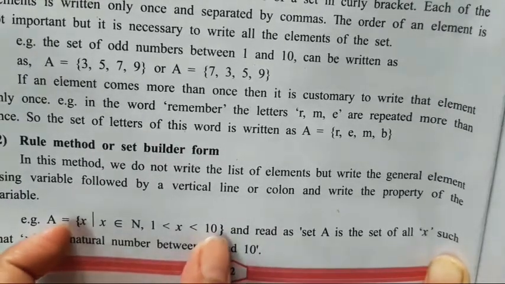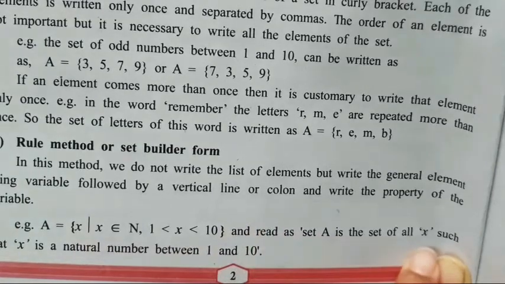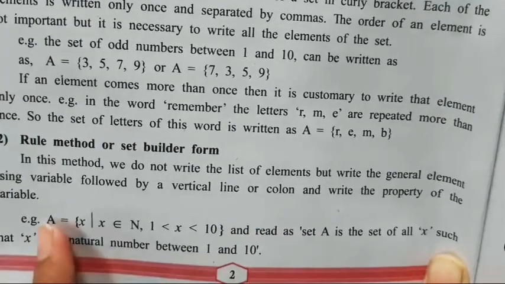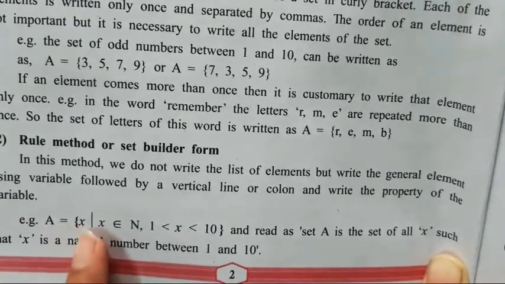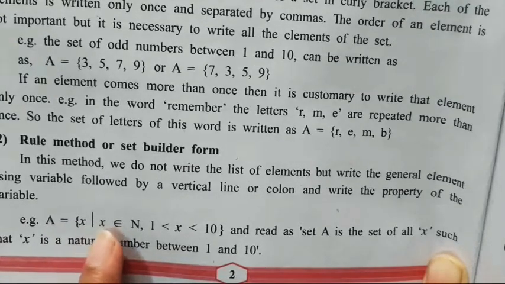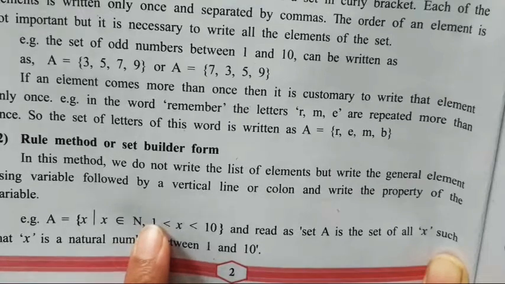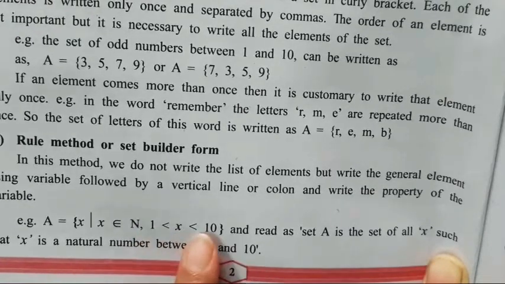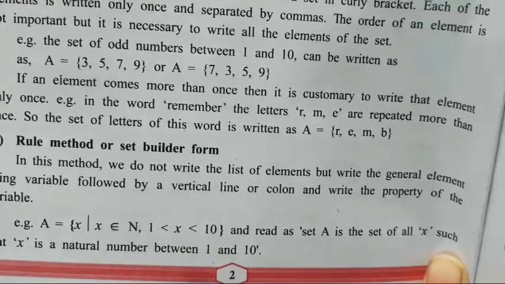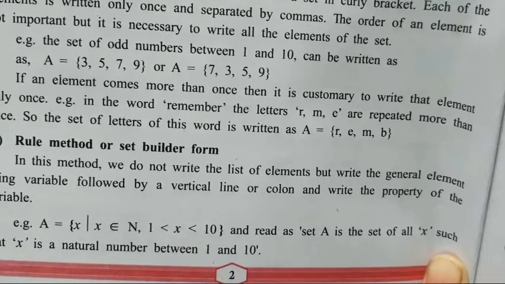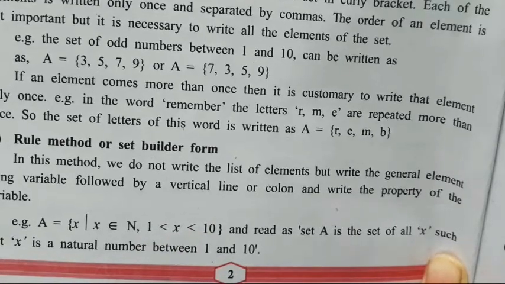This is the question and they have given you all how to read it. A is the set of all X such that X is a natural number which is between 1 to 10. Okay, so this way you all have to read it. But how are you going to write it in the form of set builder form? I will show you now.